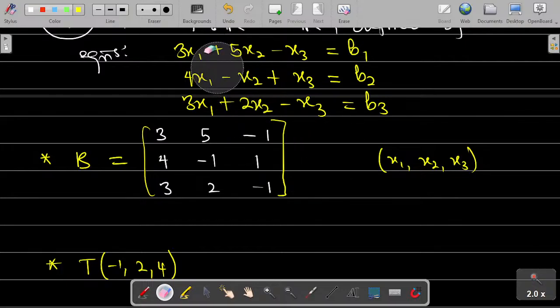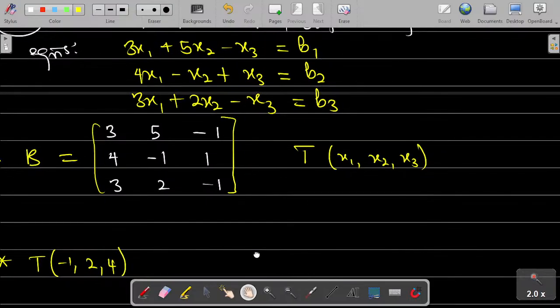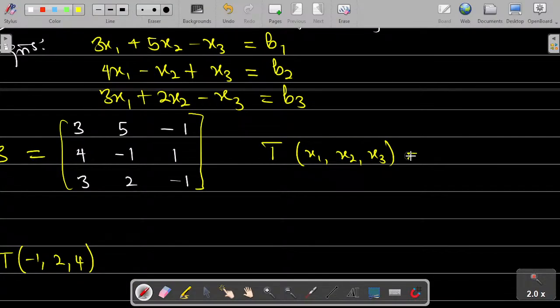if our T acts on any vector like this, it is actually the same thing as having the standard matrix, in this case B, multiplied by the column vector that your T is acting on, which is x1 to x3. So by the time you multiply this, it should be equal to the constant part.